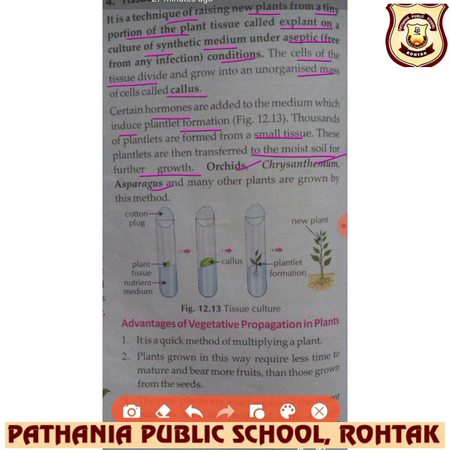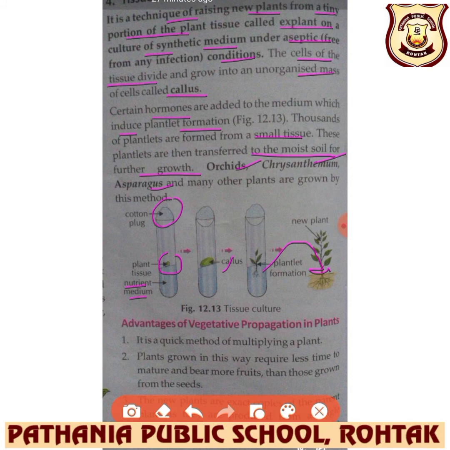Now we can see again with this figure. See beta, plant tissue is over here, and this is the nutrient medium. What is this? That means all the qualities containing the hormones are involved in this medium. Now we have plugged them with the cotton plug, and what will happen? After a short time, the callus will be seen over there. This is the unorganized mass, beta, that has grown. After this callus formation, what will happen? Thousands of plantlets will be formed, and these plantlets will be taken out from here and grown in the moist soil so that we can get a new plant.